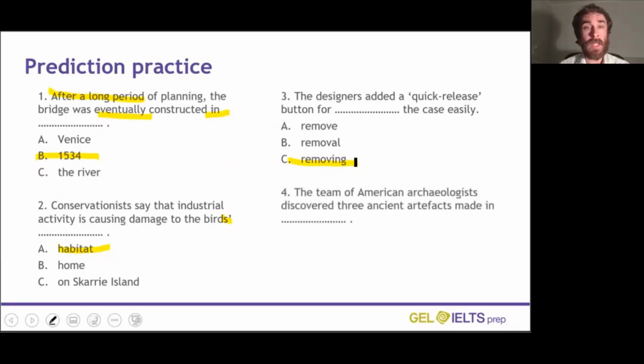4. The team of American archaeologists discovered 3 ancient artifacts made in gap. Could it be A, wood, B, the USA, or C, Europe? Think about the most logical answer that could go in this gap. Look at the next question below this video and choose the correct option.